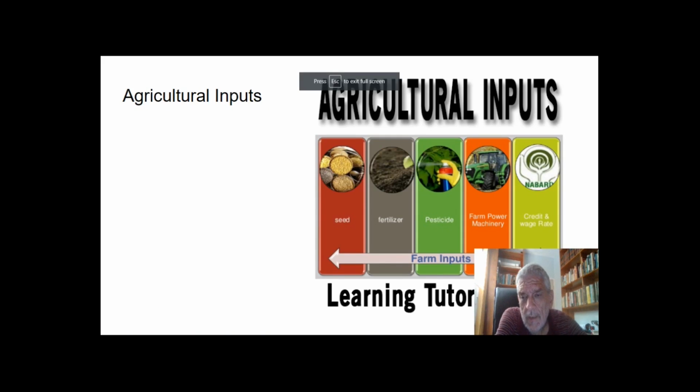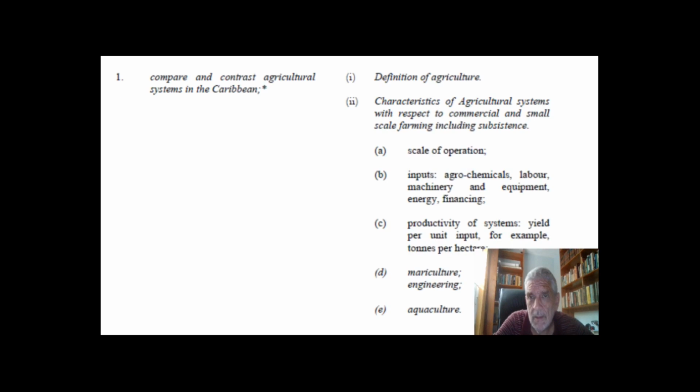So this class, we're looking at agricultural inputs. So what are agricultural inputs? They are things such as fertilizer, pesticides, farm power and machinery, and economic credit and wage and so on. All of those are agricultural inputs. And of course, this comes from part of the CAPE syllabus.